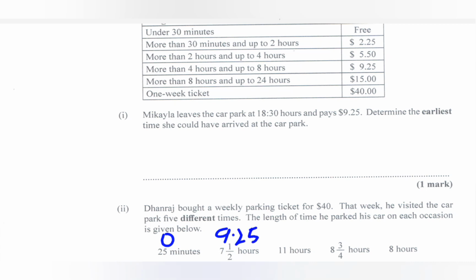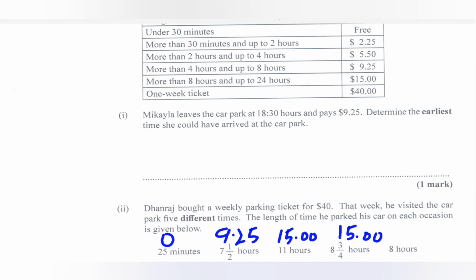And the third day he would be there 11 hours, and it says more than 8 hours up to 24 hours you would pay $15. So on the third day he would be paying $15. The fourth day he spent 8.75 hours, so that would be more than 8 and up to 24 hours, so he would also pay $15 for that.